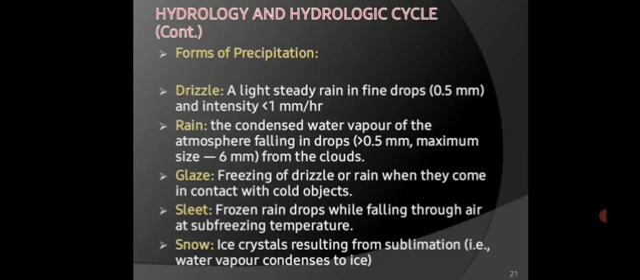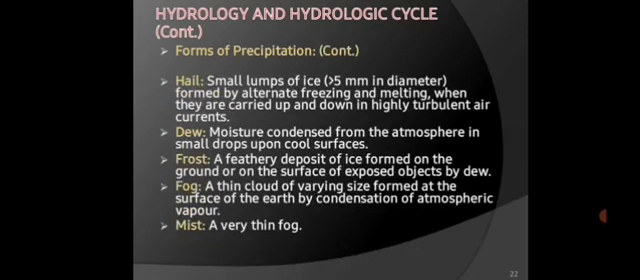Sleet is a frozen raindrop while falling through air at sub-freezing temperature. And snow is ice crystals resulting from sublimation. So glaze, sleet, snow are part of freezing rainfall, or we can say snow. Hail: small lumps of ice, size greater than 5 mm in diameter, formed by alternate freezing and melting when they are carried up and down in the highly turbulent air current.